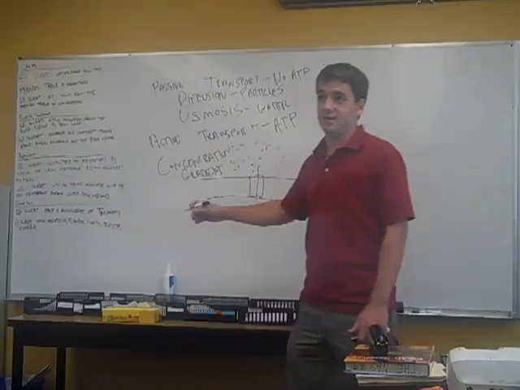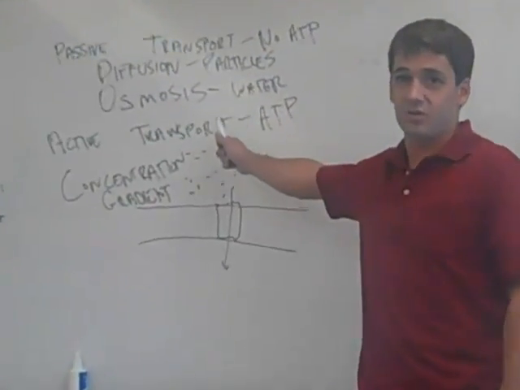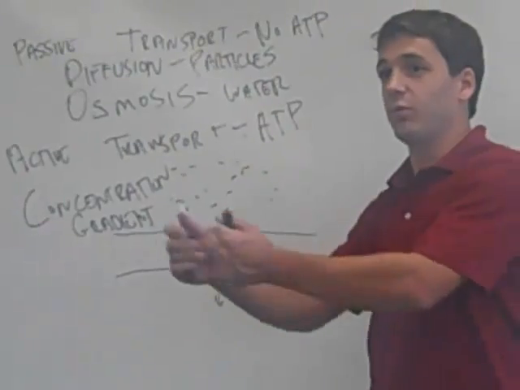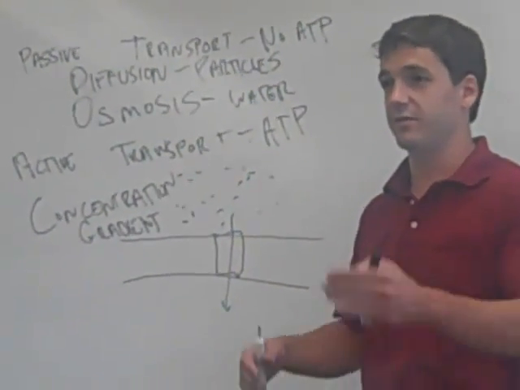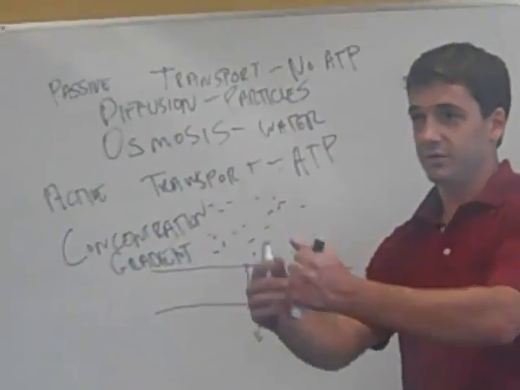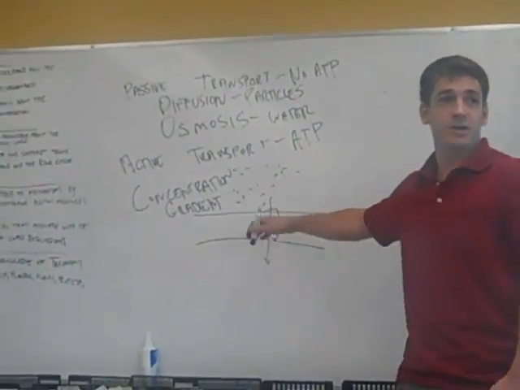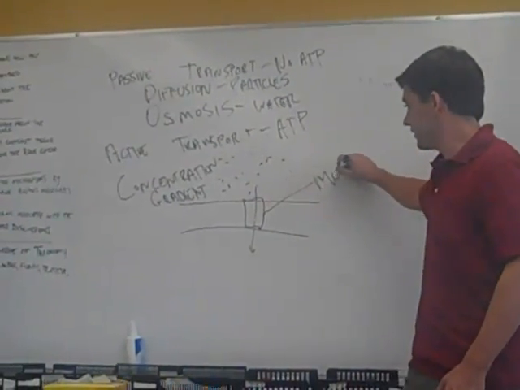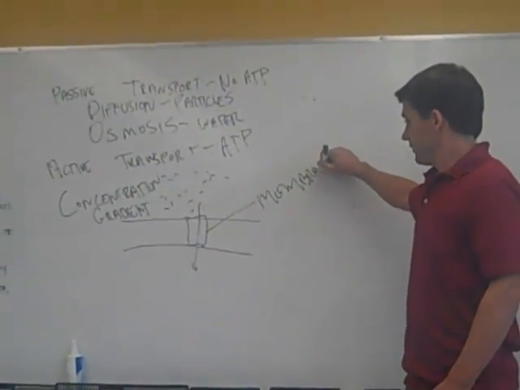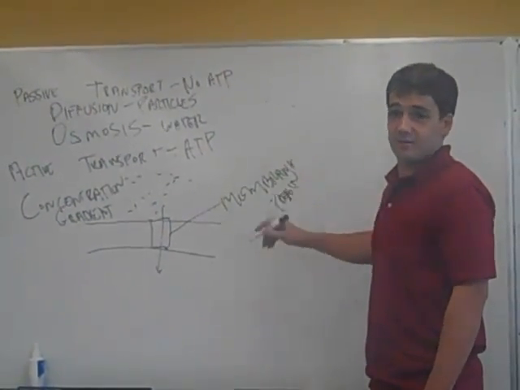Okay, concentration gradient. So active transport actually moves molecules against the concentration gradient. It's like rowing up against the current of a river. It uses energy. It's really hard to do because the current's pulling you in a direction and you're rowing against it. So that membrane protein is pulling it against the concentration gradient. This is the membrane protein. Okay, so that's a review.